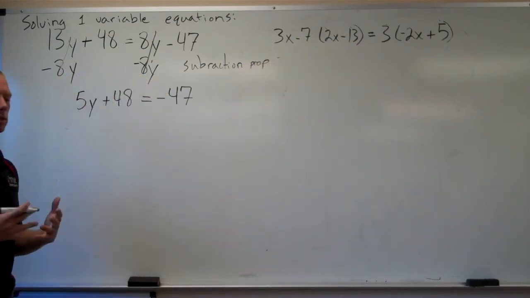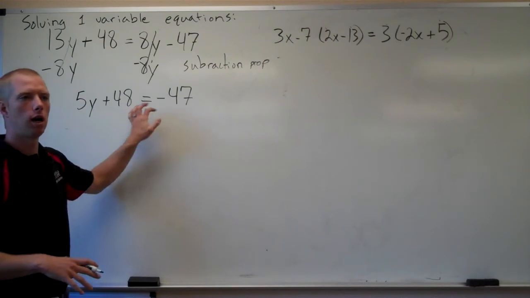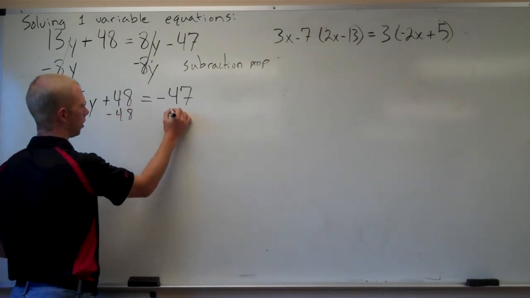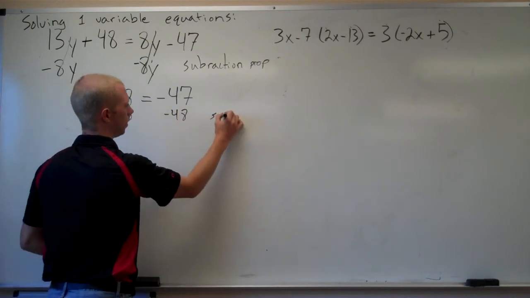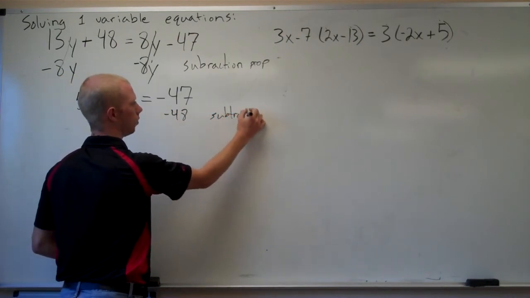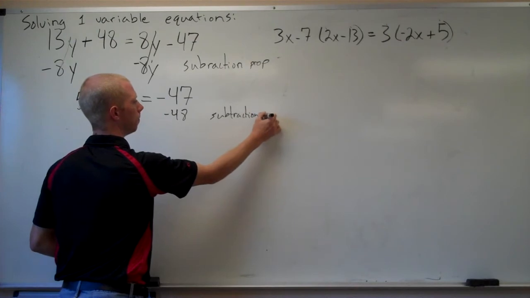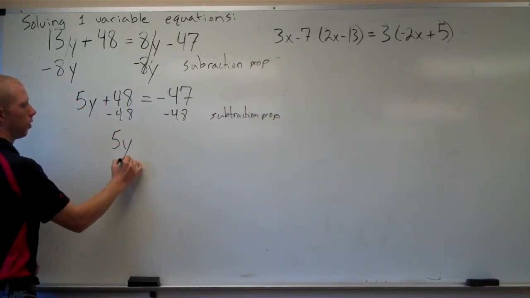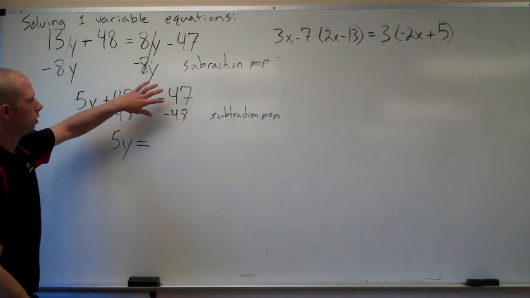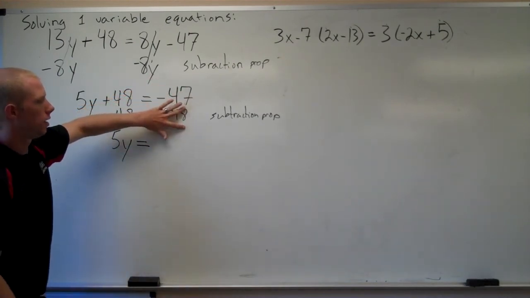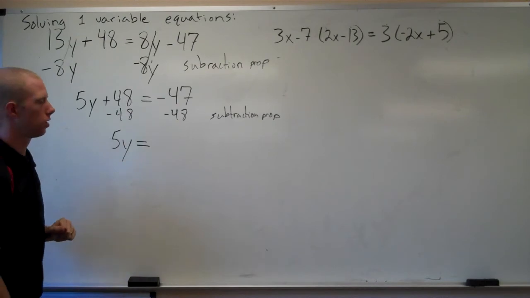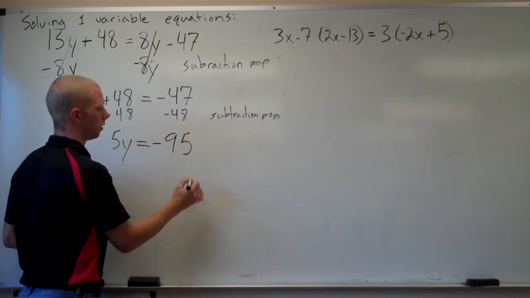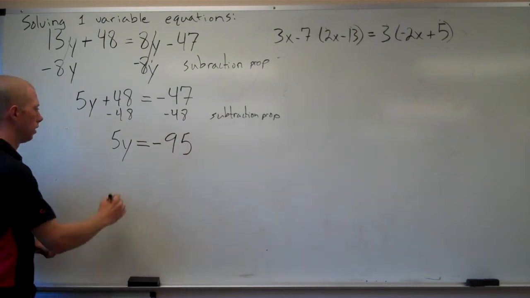Okay, again, I'm going to use the same property here. I want to move all my constants to the right side. Subtract 48. Again, I know this is my subtraction property. That's going to give me 5y equals, well, 7 and 8 is 15, 40 and 40 is 80. Total of negative 95, 80 and 15 right there.